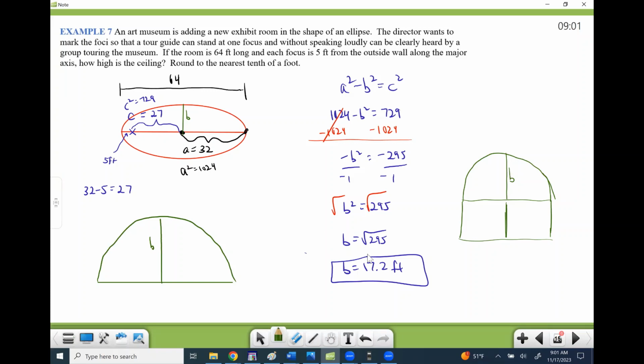When I looked in the textbook, they had 17.2. So we're done. But some questions linger for me as to how this whispering room is designed. But we'll move right along, okay?